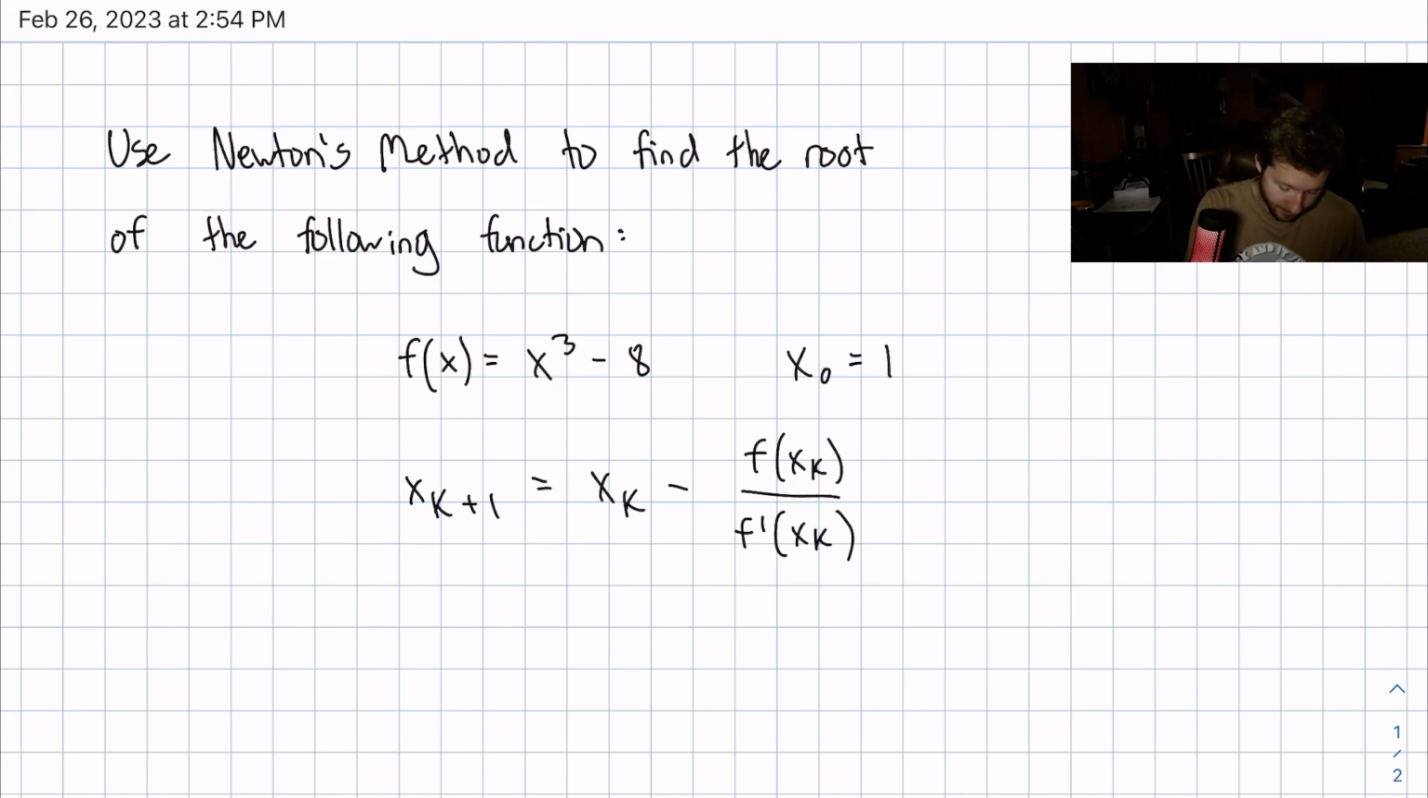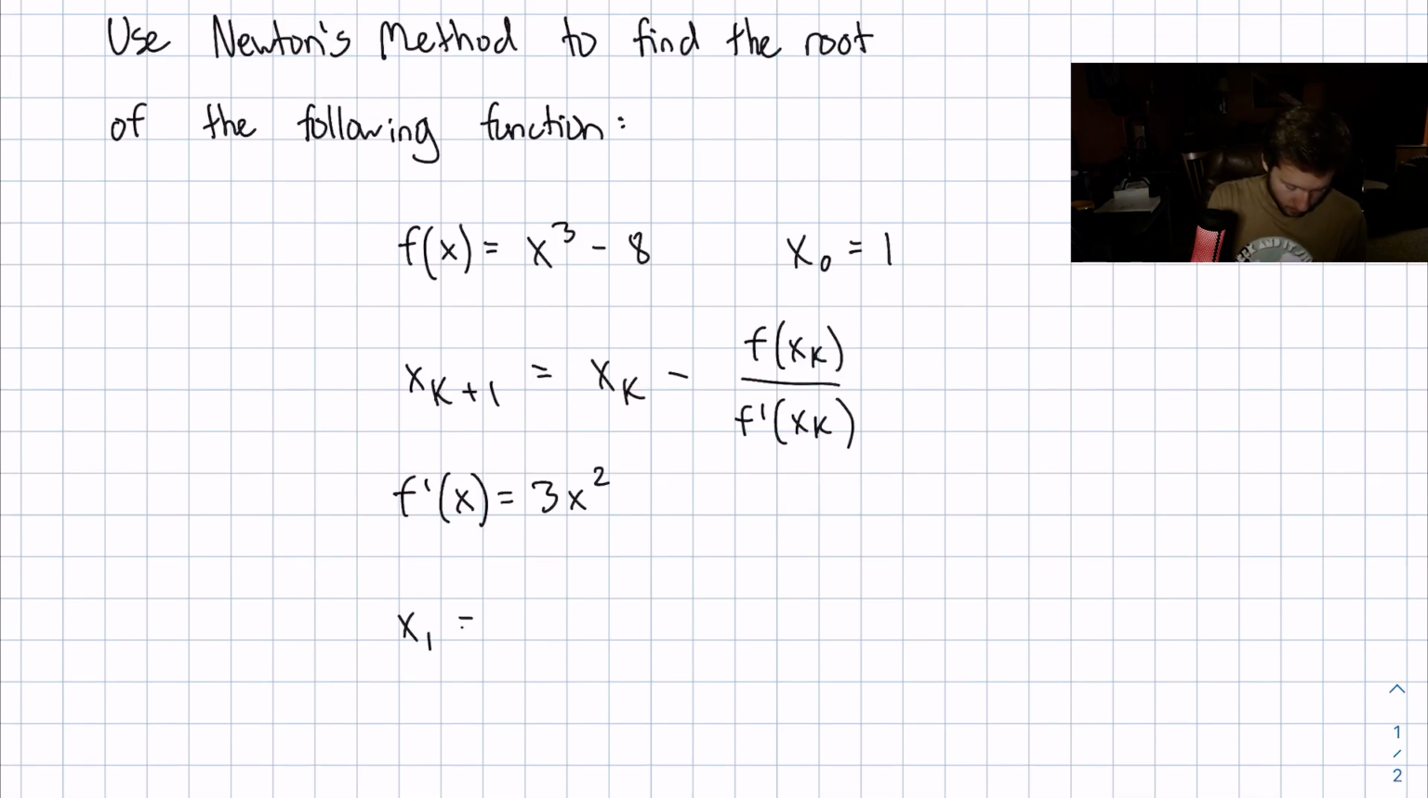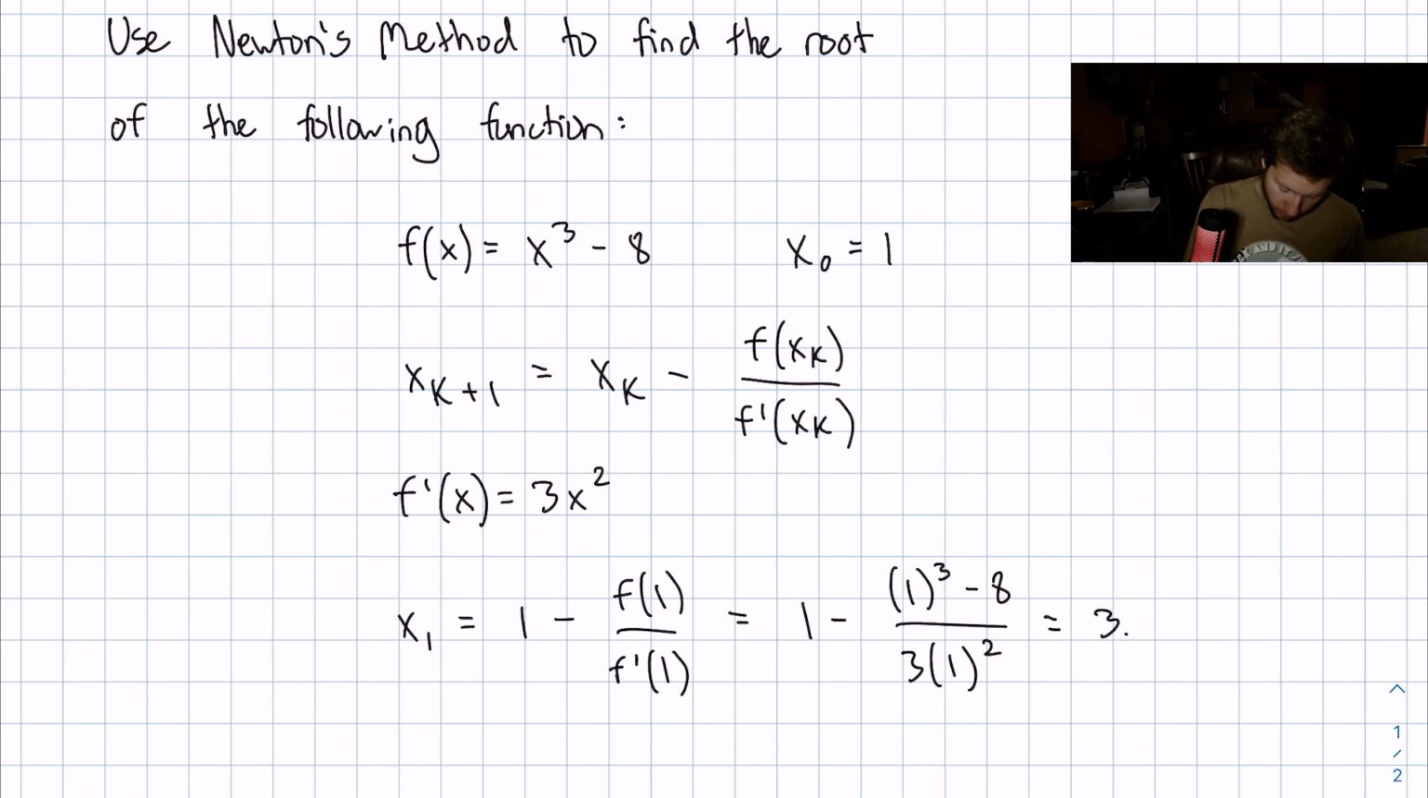So as we can see, the denominator here has f prime of x, so why don't we just go ahead and solve for f prime of x very simply. So f prime of x is going to be 3x squared, so we'll be using that in our formula. So now we have everything to just go ahead and start iterating. So x1 is going to be 1 minus f of 1 over f prime of 1, which is going to be 1 minus (1 cubed minus 8) over (3 times 1 squared), which is going to give us 3.33.